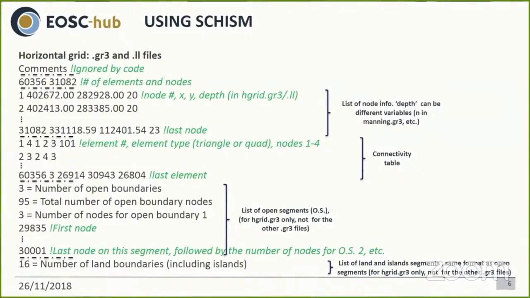Following that, you have the connectivity table with the element number, the element type, and the nodes defining each of them. Finally, you have the list of open and land segments, which are necessary only for hgrid.gr3, not for the other .gr3 files. You have the number of open boundaries, then the total number of open boundary nodes, followed by the number of nodes for the first boundary, and so on. And then the same thing for land boundaries.